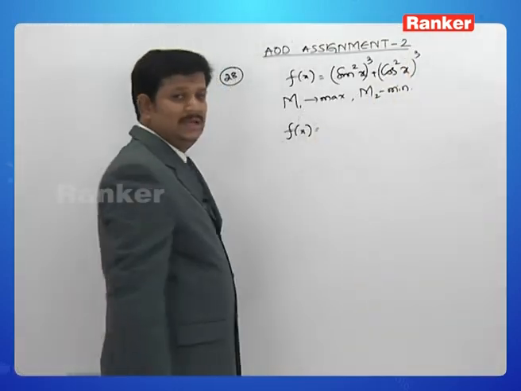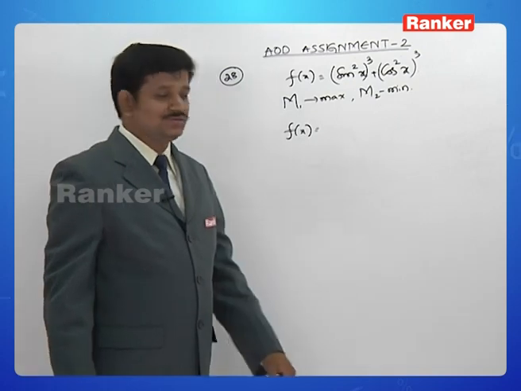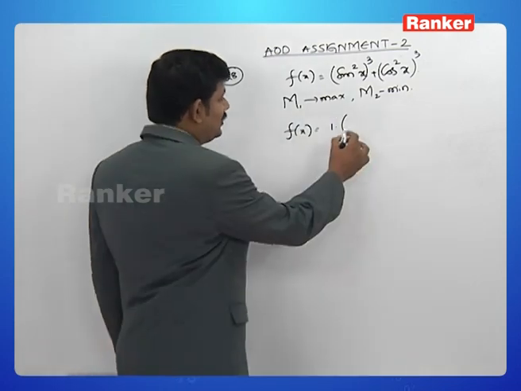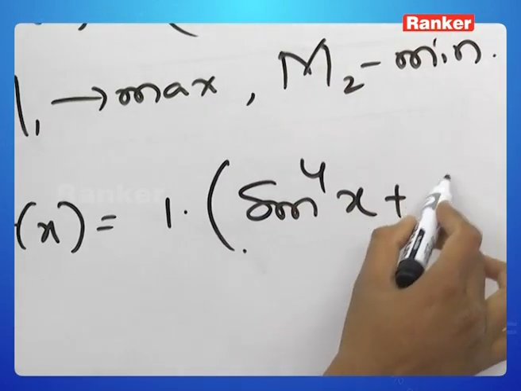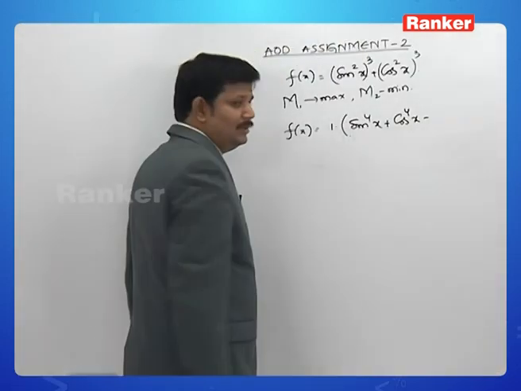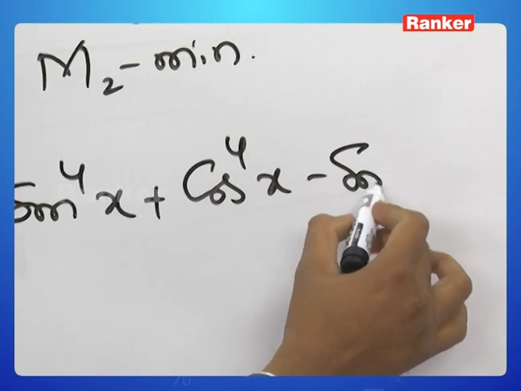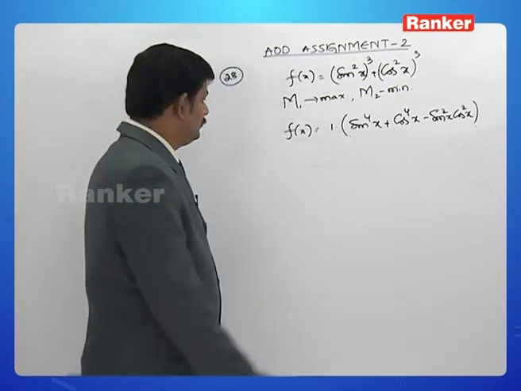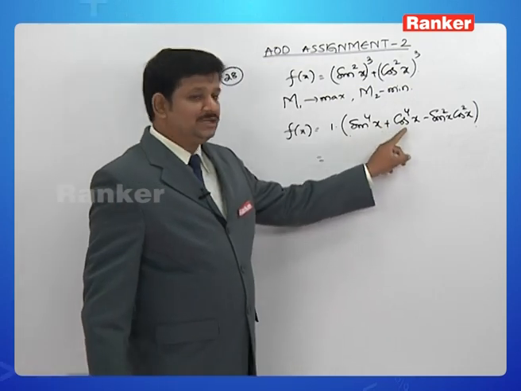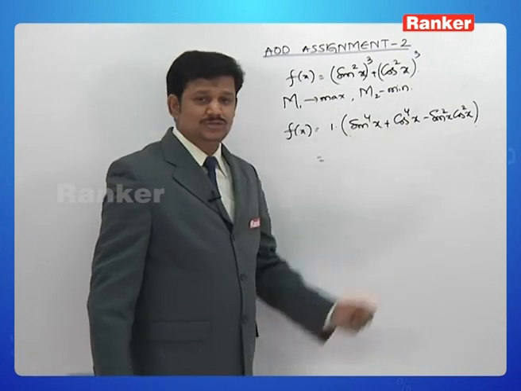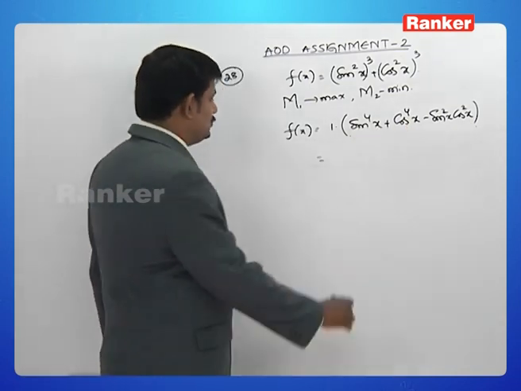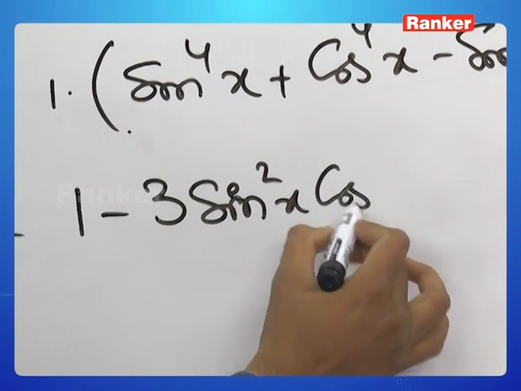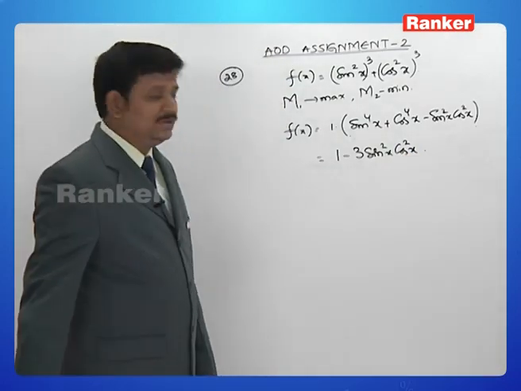A cube plus b cube is (a plus b) into (a square minus ab plus b square). Here a plus b is sin square x plus cos square x, which is 1, into sin power 4x plus cos power 4x minus sin square x cos square x. Sin power 4x plus cos power 4x is sin square x plus cos square x whole square minus 2 sin square x cos square x. So this is 1 minus 3 sin square x cos square x.